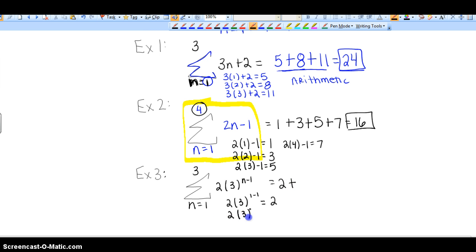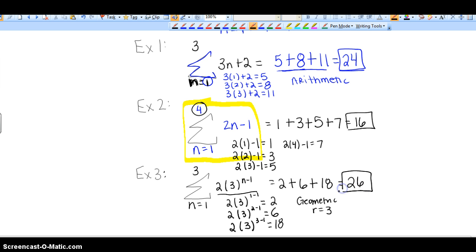Our second, plug in 2. So that's 2 minus 1 is 1. So 2 times 3 is 6. And it wants a third. So 3 squared is 9, times 2 is 18. So you'll notice it goes 2, 6, 18. Well, that's geometric. And it's going up where r is 3. And you'll notice if you look at this, that looks like a geometric formula we've covered. So this looks like it adds up to 26.